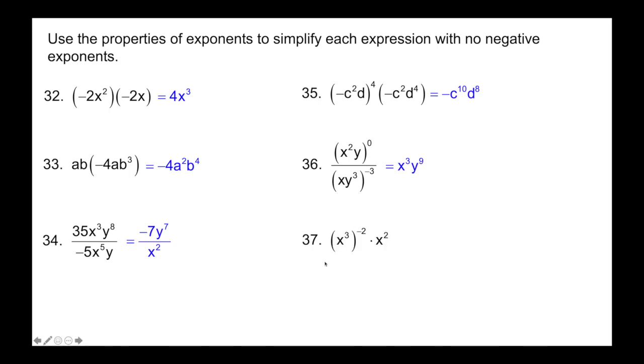For 37, again, I need to take care of this part before I can start multiplying these two. This is going to give me x to the negative sixth times x to the second. I'll do negative 6 plus 2 to give me x to the negative fourth, but then again, that's not an acceptable final answer. So I do need to move that to the bottom, making this 1 over x to the fourth.